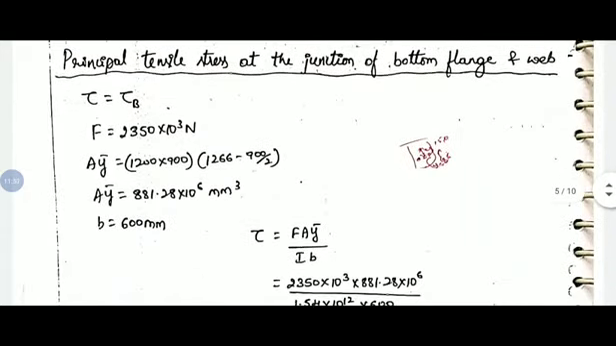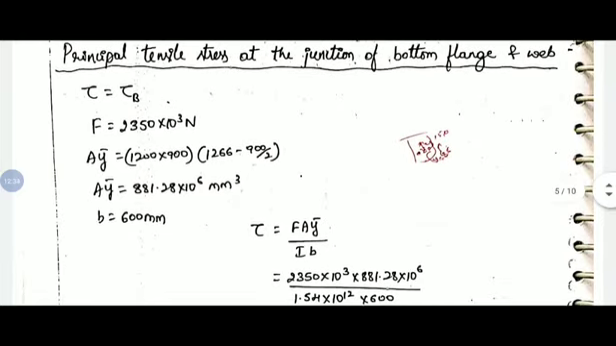Next, in a similar way, the principal tensile stress at the junction of the web and bottom flange. So tau equals tau b, and F is given. Here we are considering the area of the bottom flange only, since we are calculating at the junction of web and flange. So we are considering with respect to the bottom flange only.